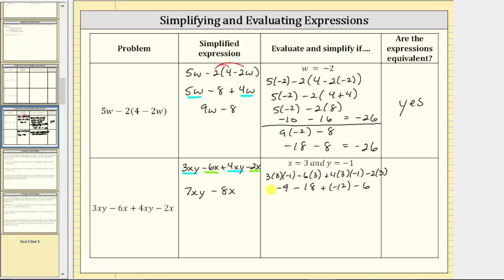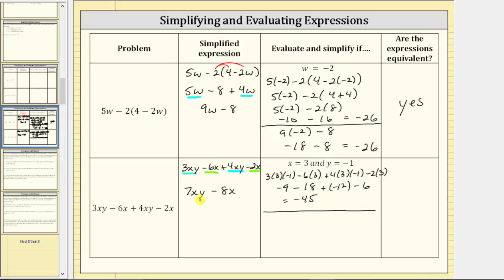And now adding and subtracting from left to right, negative 9 minus 18 is negative 27. Negative 27 plus negative 12 is negative 39. Negative 39 minus 6 is equal to negative 45.